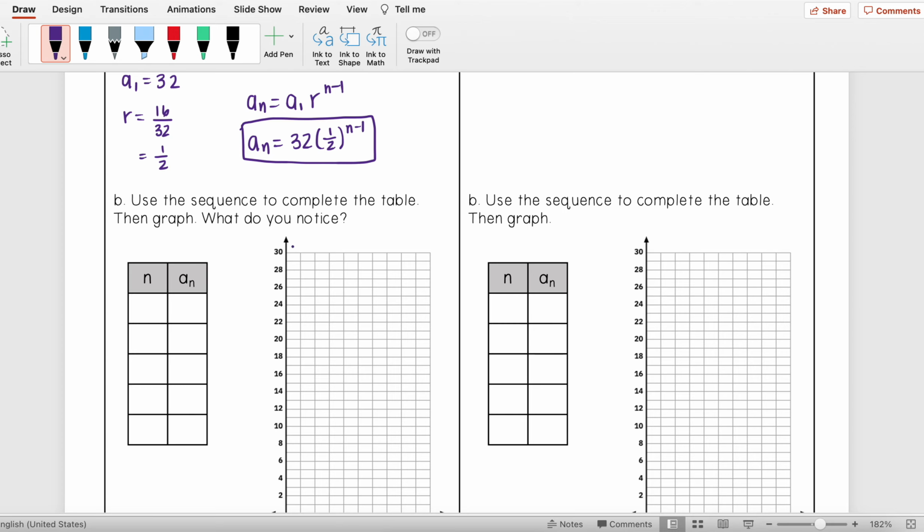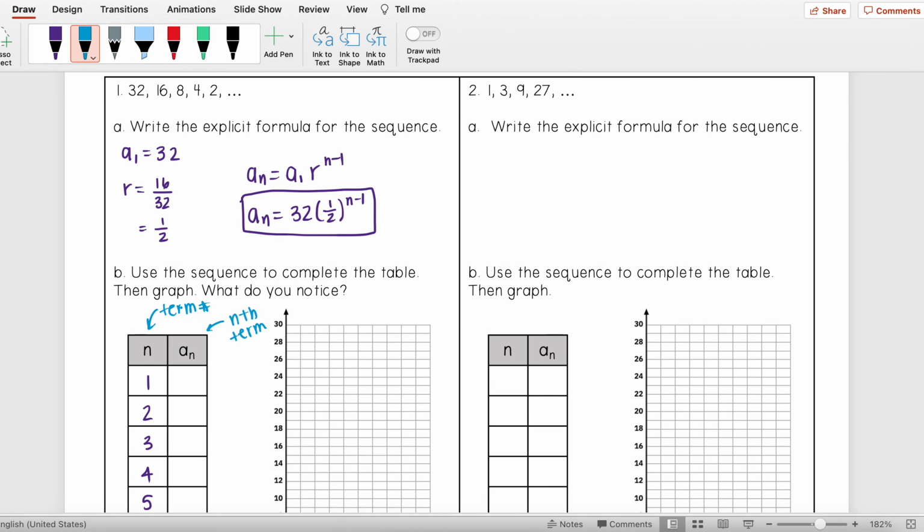Okay, now we're going to use a sequence to complete the table and then graph. And then we're going to think about what we notice. So I'm going to have n be 1, 2, 3, 4, 5. And remember, this is just my term number. And this will be that nth term. So the 1 stands for being my first term, and so I want to find what my first term actually is, and I can look at my sequence above, and so I see that my first term here is 32.